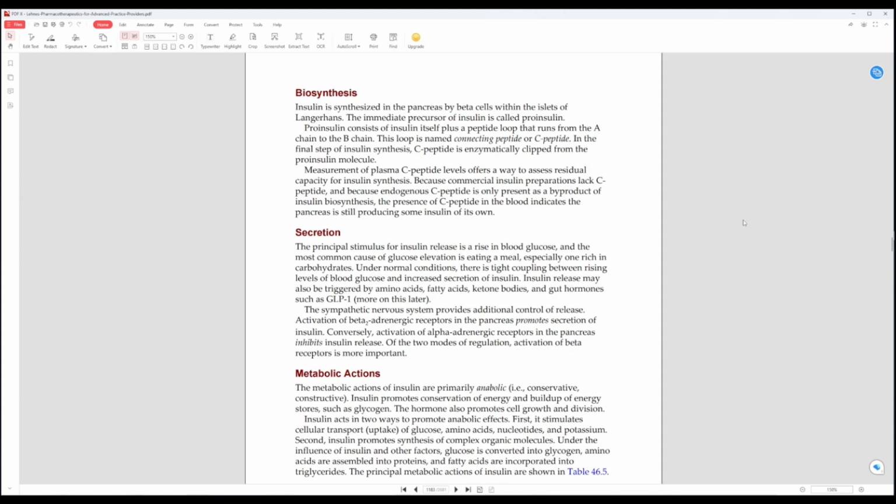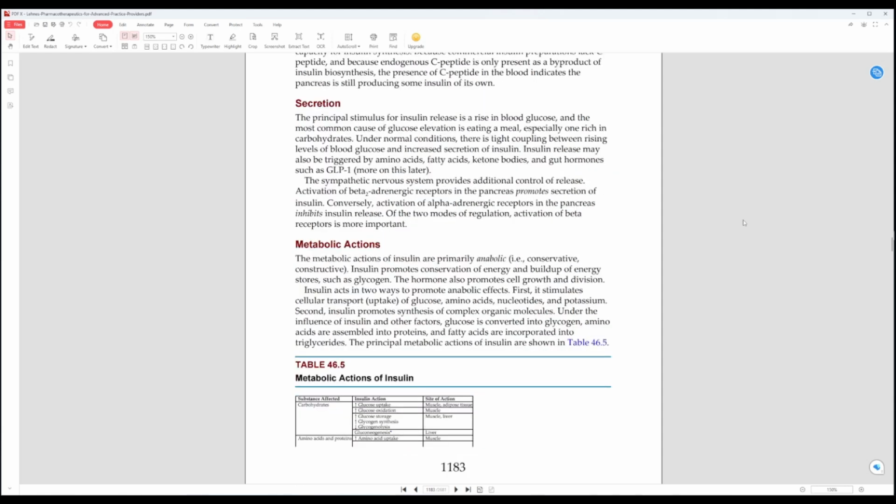Because commercial insulin preparations lack C-peptide, and because endogenous C-peptide is only present as a byproduct of insulin biosynthesis, the presence of C-peptide in the blood indicates the pancreas is still producing some insulin of its own.